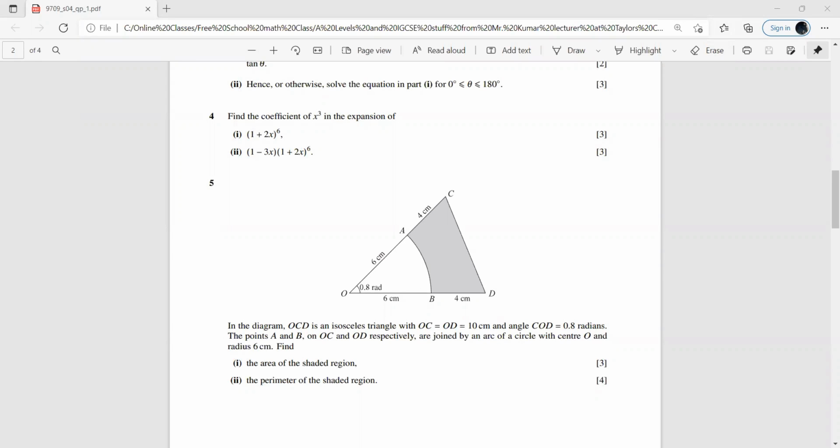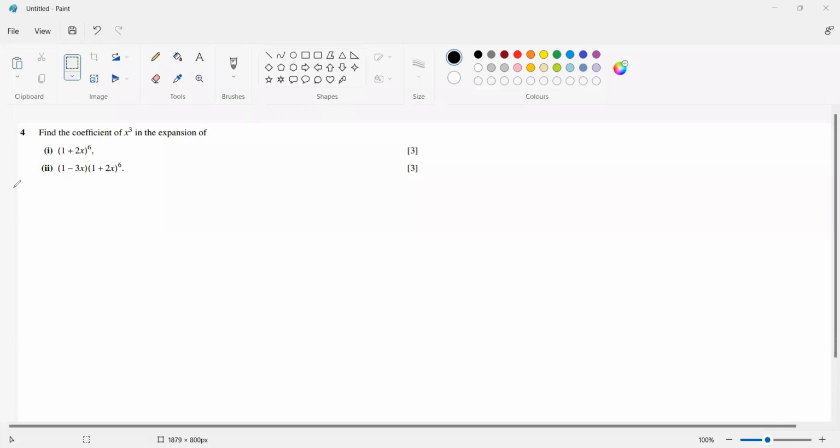Okay, let's begin with question number 4 on this paper. Okay, let's move it to a whiteboard, please. Find the coefficient of x to the power of 3, or x cubed, in each of these expansions. Okay, let's begin with the first one. Let's say (1 + 2x) to the power of 6.